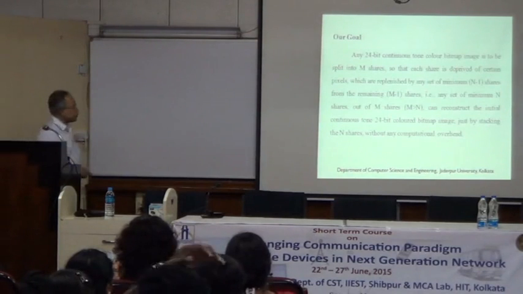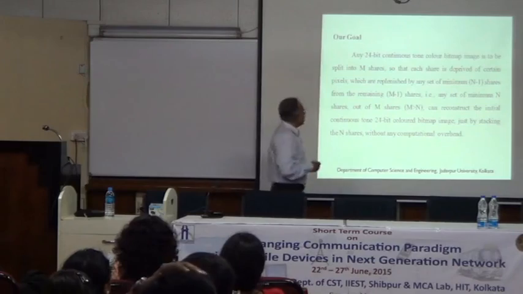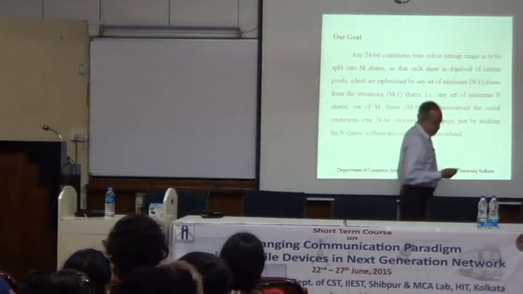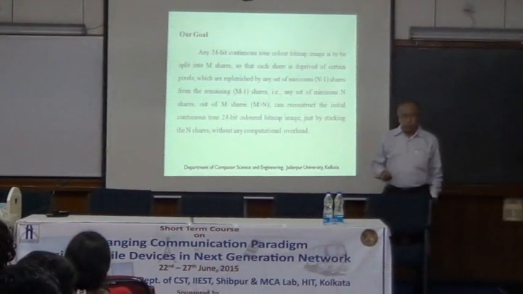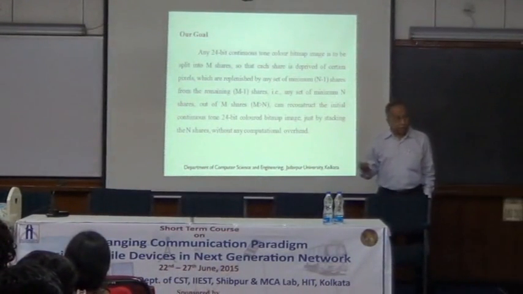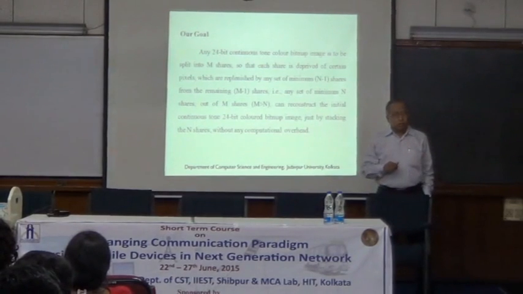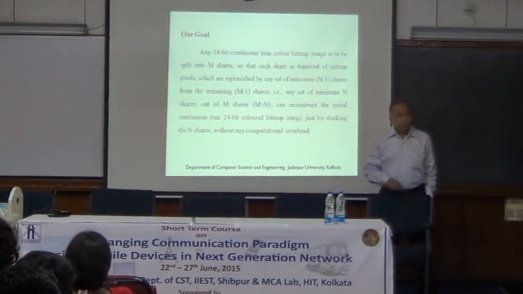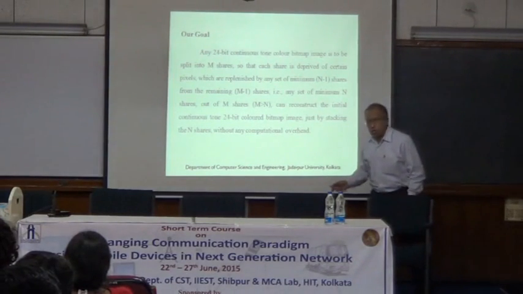Our goal. We plan to work on 24-bit continuous color images. First thing. Why restrict to black and white image? Not even gray image, black and white image. On the color image, this is RGB, 8-bit color image. We try so that the reconstructed image should be lossless. Same thing, with no contrast loss.